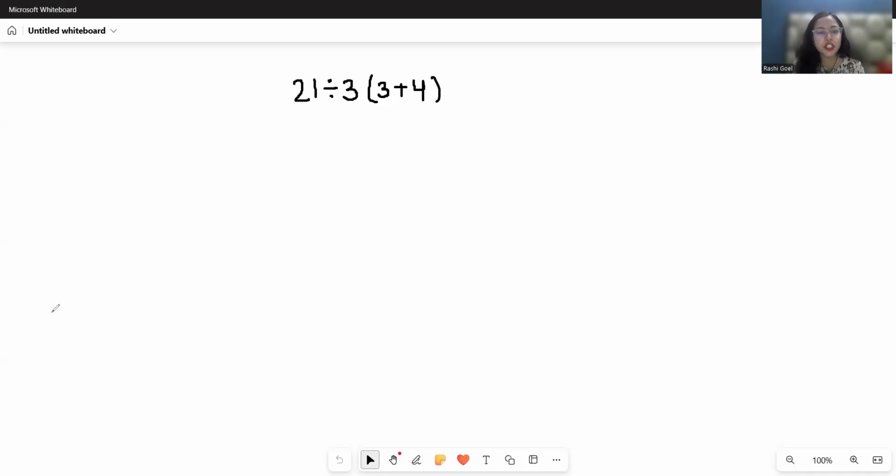So our next expression is 21 divided by 3 bracket 3 plus 4. It looks simple, right? But what do people do? 3 plus 4 is 7, 3 times 7 is 21, and 21 divided by 21 is 1. Which is incorrect, right? Because they did not follow the PEMDAS rule, which helps you decide what operation you have to solve first. So let's apply this rule.